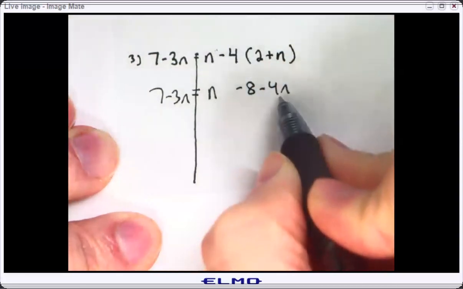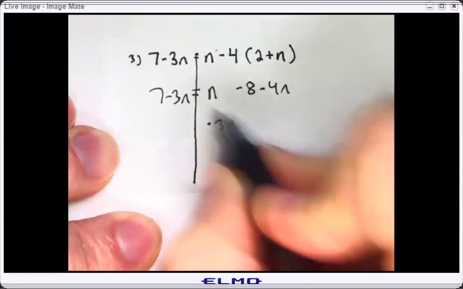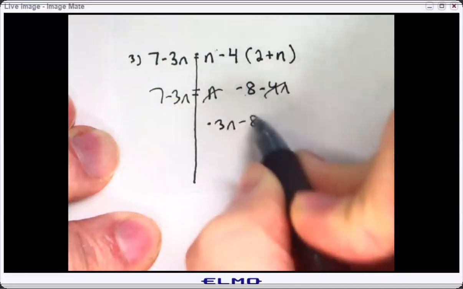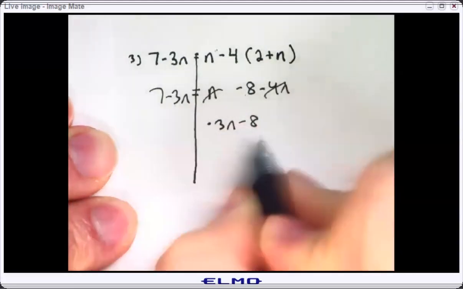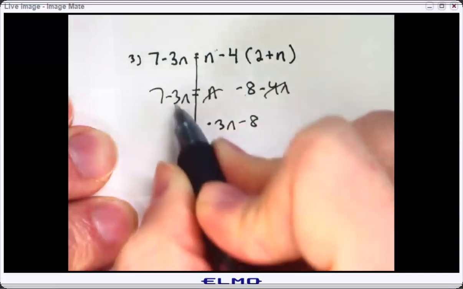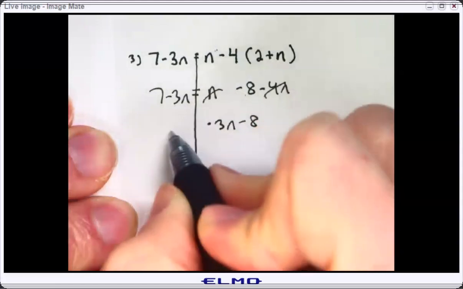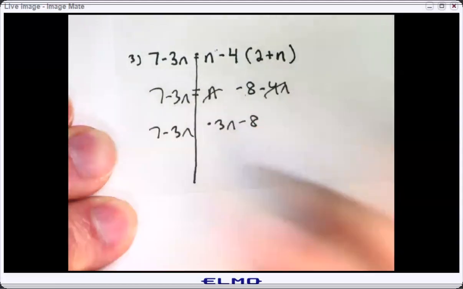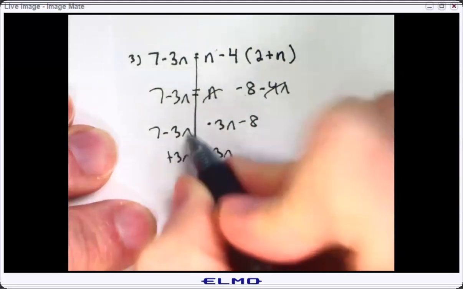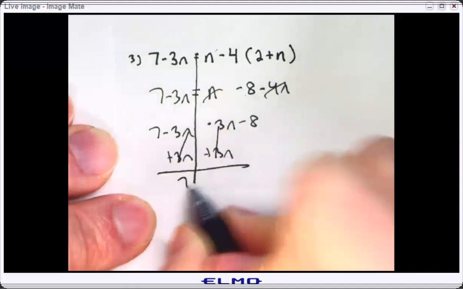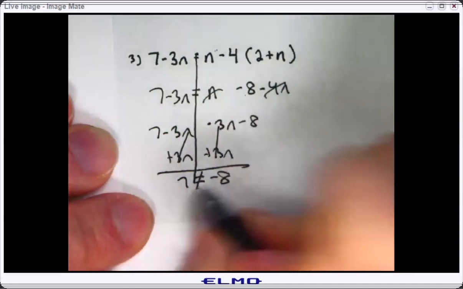Positive n and negative 4n combined give me negative 3n. Bring down my minus 8. And on the left side, notice I've got this negative 3n and negative 3n on both sides. I could rewrite this as negative 3n plus 7 if I wanted to, but it doesn't matter. When I add 3n to both sides, they go away and give me 7 equals negative 8. Well, 7 does not equal negative 8. That is a false statement.